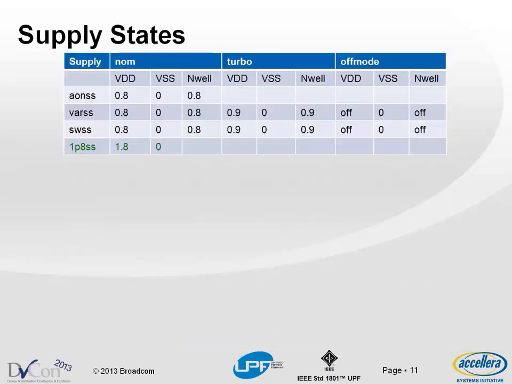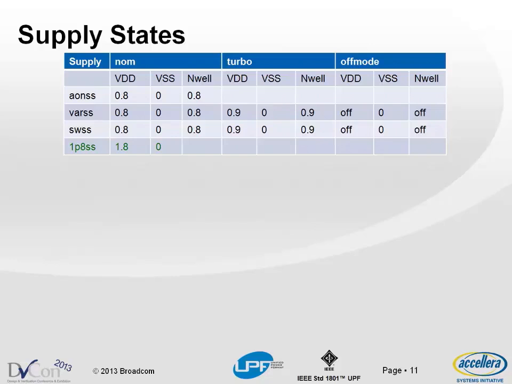The interesting part, supply states. So if we go back to our diagram, we saw four supplies. There's a 1.8 volt supply, there's a variable supply, there's a switch supply, and there's a ground. So how are we going to describe that in a power state table? On your rows, you have the different supplies or supply sets. And on the columns, we have different states. So we have three different states: nominal, turbo, and off mode. And for each of these states, you could in turn have specific VDD, VSS, and NWEL values, which stand for power, ground, and well.